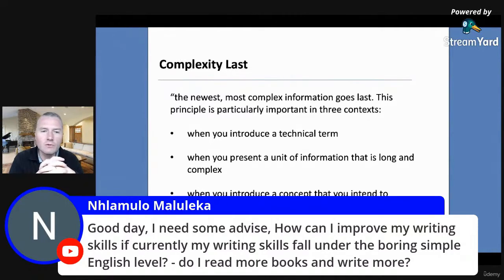Absolutely, always read more books and write more. And again, it was sort of what we were talking about earlier. Boring and simple English is going to convey meaning much better than sort of complex, academic, obstructed, cluttered, long sentences. It is. There's absolutely no question about it.